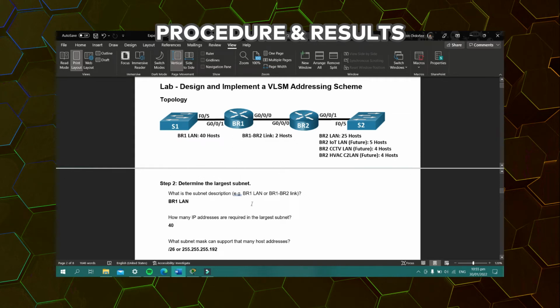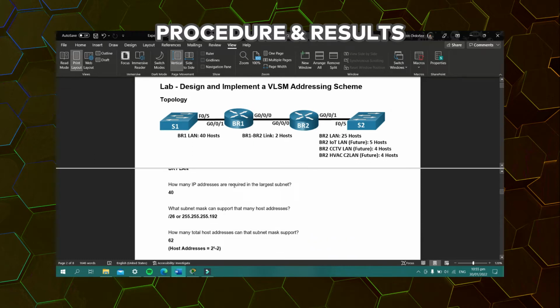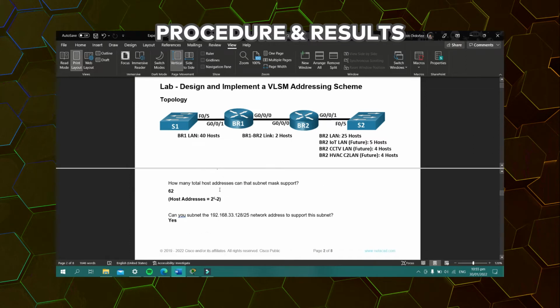What is the subnet description? BR1 LAN, since it requires 40 hosts. How many IP addresses are required in the largest subnet? 40. What subnet mask can support that many host addresses? /26 or 255.255.255.192. How many total host addresses can that subnet mask support? The host bits for that subnet mask is 6, so 2 raised to 6 minus 2 is 62.